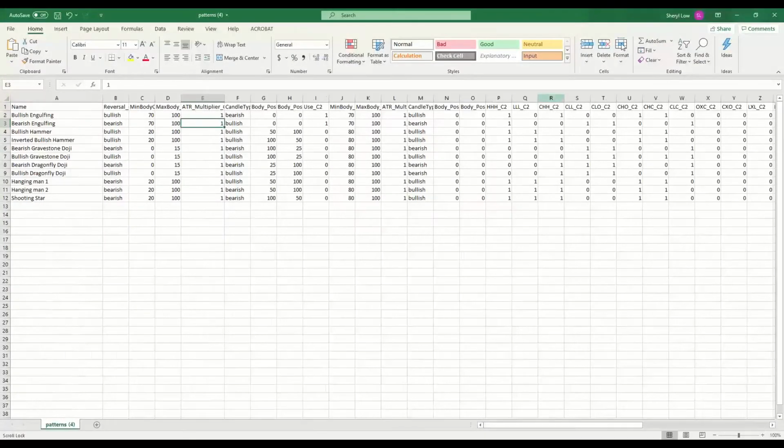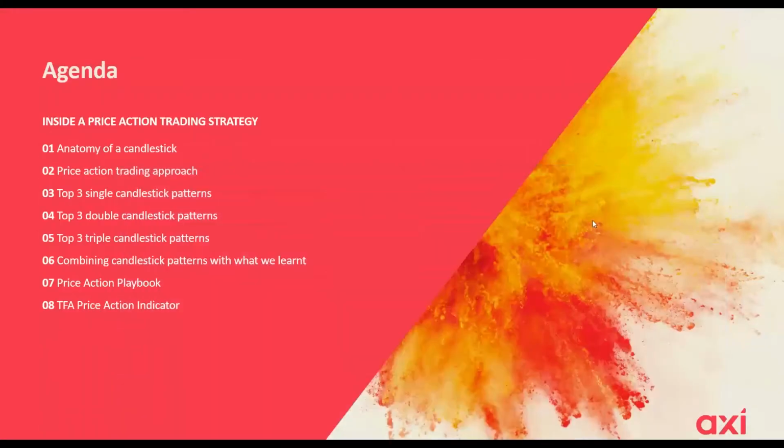There are so many fields required that I couldn't code it into the indicator itself. I needed to make the indicator extract the values from an Excel sheet. So that is how advanced this price action indicator is. I've never released it to anyone before, so you guys will be the first to see it and potentially get to use it. All right, exciting stuff there.